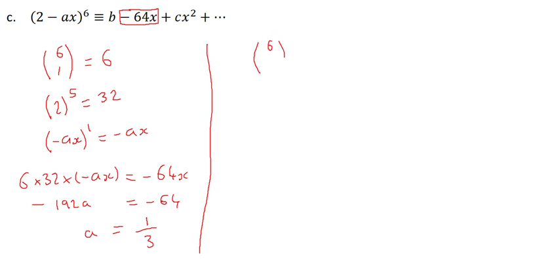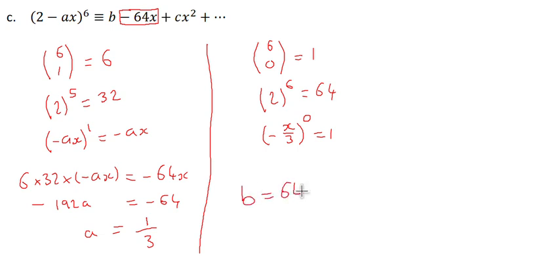That's going to be 6 choose something, 2 to the power of something, minus x over 3, because we now know that's a third, to the power of something. B is when there is no power of x, so that's 0, and that's 6, so that's 1, that's 64, and that's 1. So b is equal to 64.